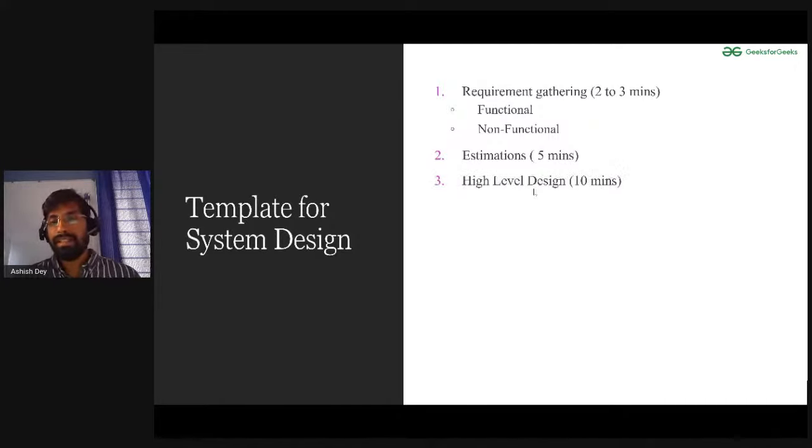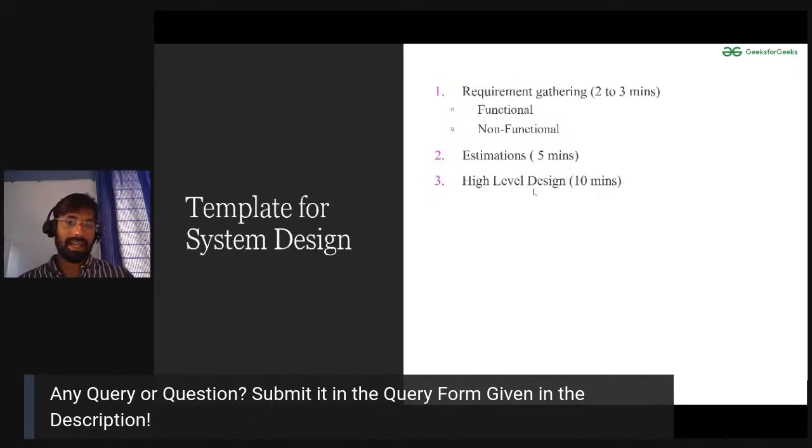The next is high level design. This is the backbone of the entire system design. Once your high level design is ready, you'll figure out the components. You can clearly see, okay, these are the components that I have. Now I'll have to pick one component after another and discuss each component, right?